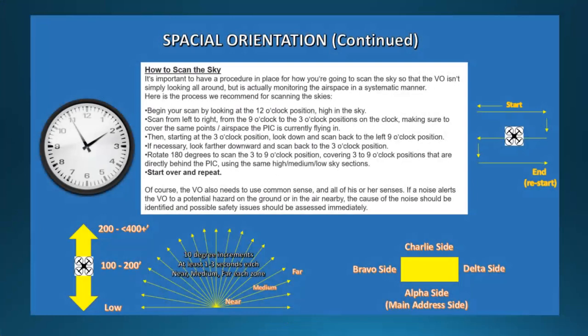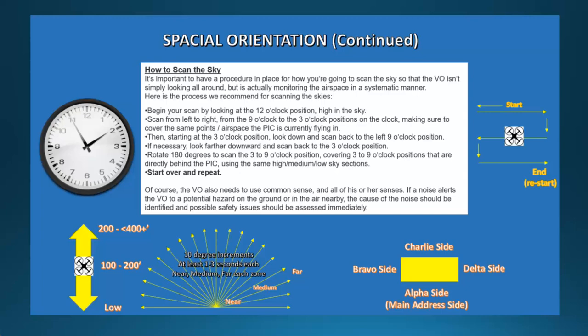Spatial orientation involves knowing how to scan the sky. It also needs you to have an understanding of where you're located in reference to your job site, and a knowledge of a compass rose and the hands on a clock for positioning are all skills that need to be developed. So you can read this slide, how to scan the sky.